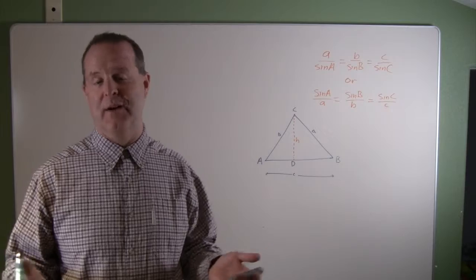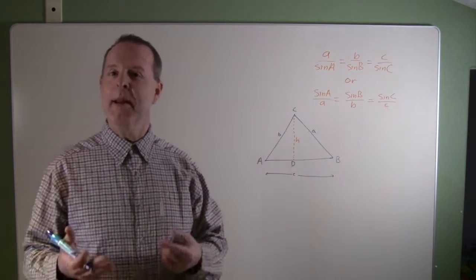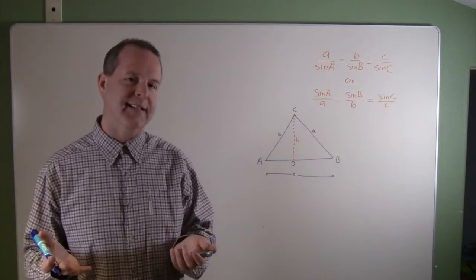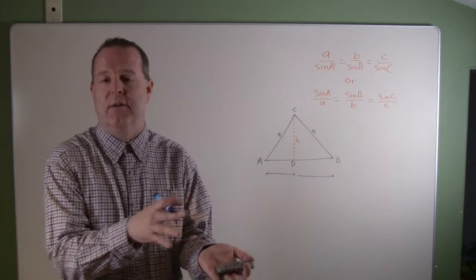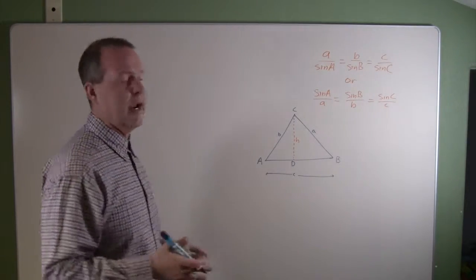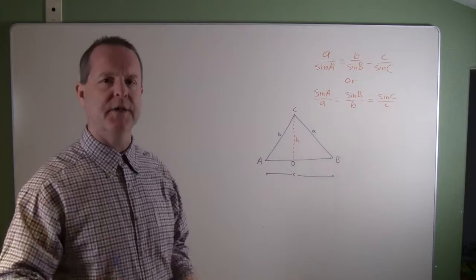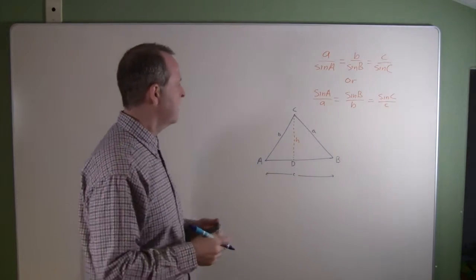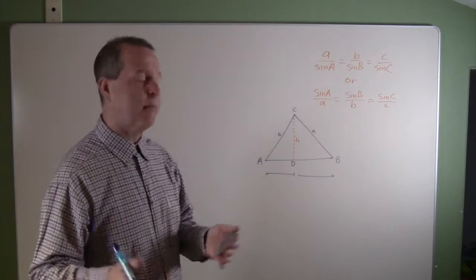Now we got to do something. Well, we've been doing a lot of cool things already, but now we can find the area of a non-right triangle. We can find the area of an oblique triangle. So let me just try to help you understand why and how we can do this.